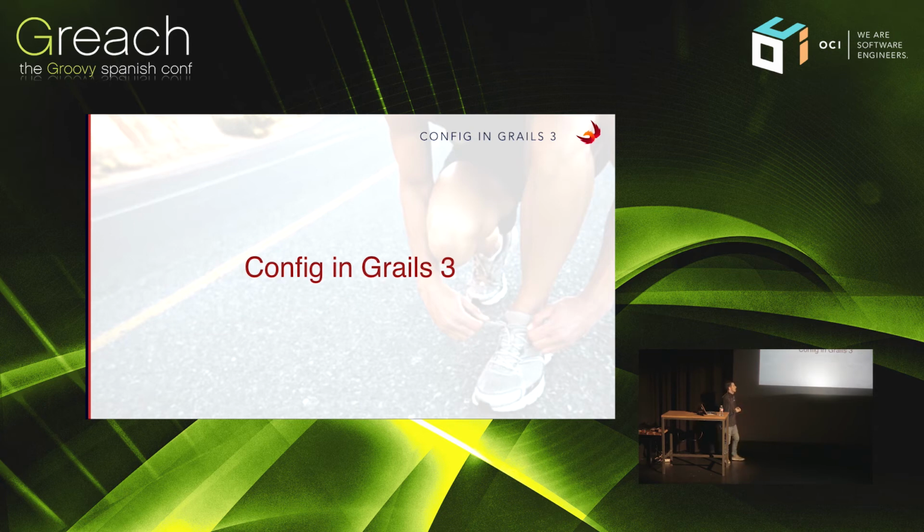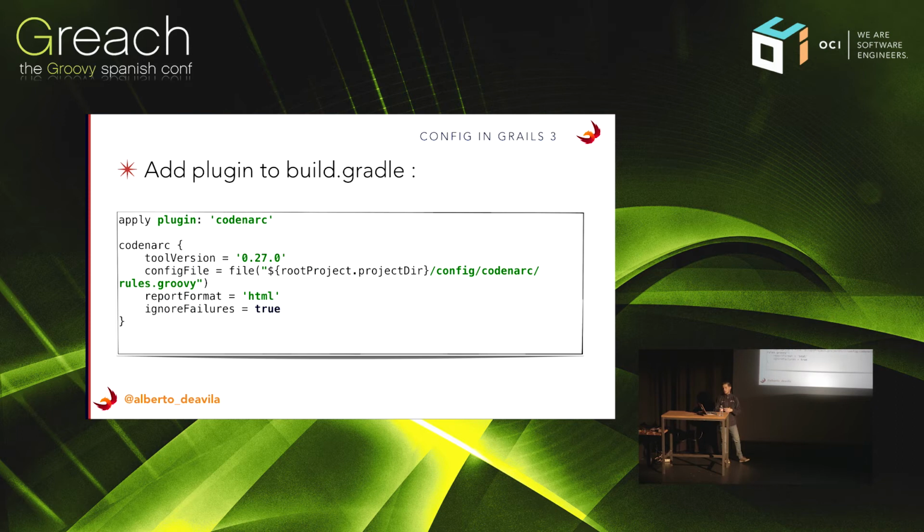So how can we configure it in a Grails 3 project? The first thing that you have to know is that Codenarc is a Gradle plugin. So you have to apply the Codenarc plugin and define this configuration: the version of Codenarc to use, where the rules file is located, the report format in HTML or XML, and if we want to ignore the failure. This configuration means that if we have violations, when we make a build, the build will fail. Okay, so if you want your build to fail, you want to put ignore failures to false.